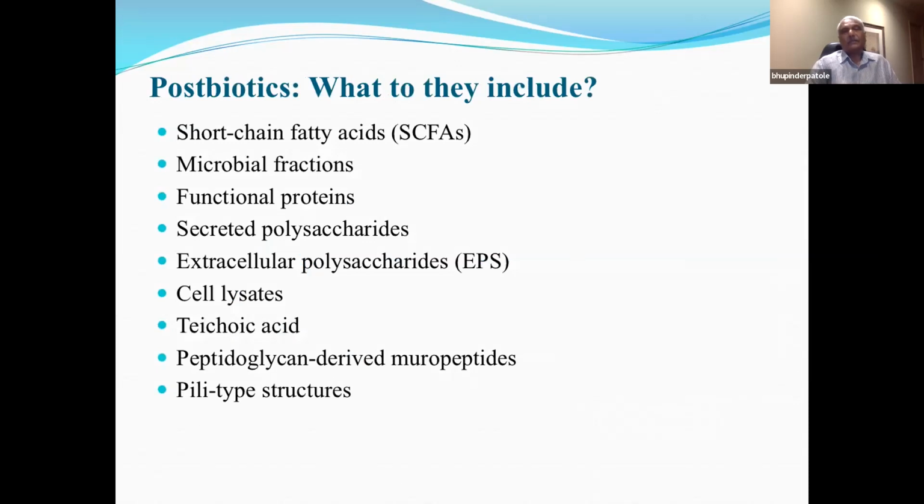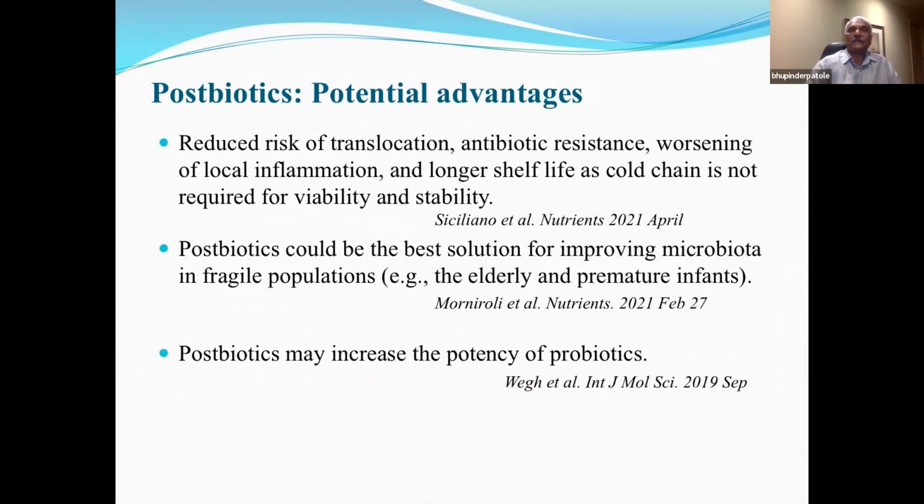If you don't like prebiotics, probiotics, symbiotics, you have a choice of postbiotics. So what are postbiotics? They are the products coming from probiotic strains: short-chain fatty acids, fractions of the bacteria, functional proteins of the bacteria, secreted polysaccharides from the probiotic bacteria, lysates coming from the cell wall teichoic acids as such, and even the pili-type structures on the surface of the probiotic that usually lactobacillus have. So these are the things from the probiotic bacteria that you can use as postbiotics.